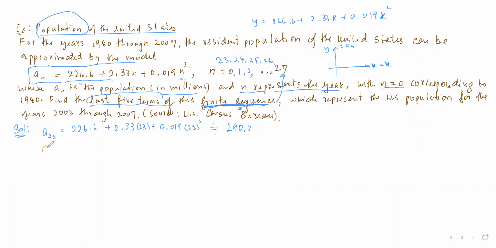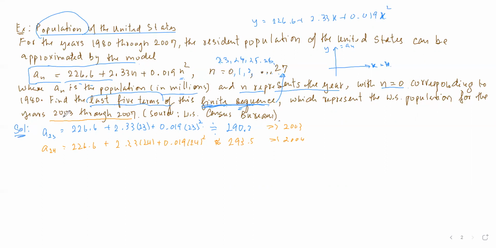Now go on to A24. You just keep repeating this one, that's all. 226.6 plus 2.33 times 24 plus 0.019 times 24 to the power 2. The approximate value is 293.5. So this one represents the year 2003, correct? And this one represents the year 2004, because they say here.